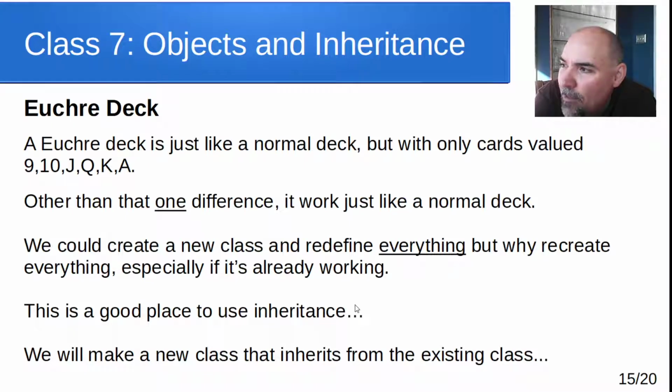Some of them use 10 through ace, so there's some different varieties of it. But typically it's 9, 10, jack, queen, king, ace. And other than that one difference between a euchre deck and a normal deck, that's it. It just has fewer cards. It has some of them taken out.